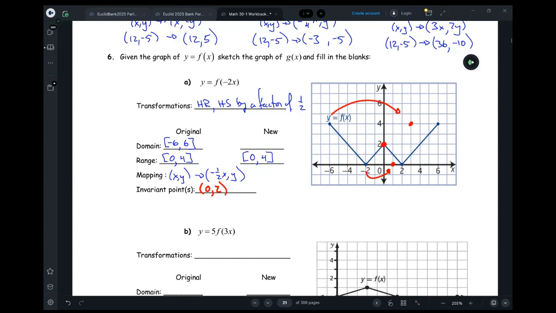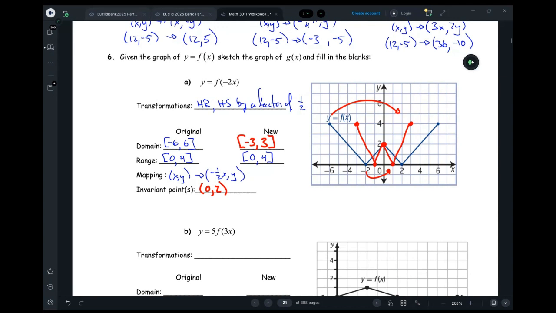But now you're probably seeing some symmetry here. And so now you'll see that the point (2, 0) is going to become (-2, 0), and the point (6, 4) is going to become (-3, 4). So now, when I sketch that, this is what I'm getting. And my new domain, when I read that left to right, is going to be -3 up to positive 3.